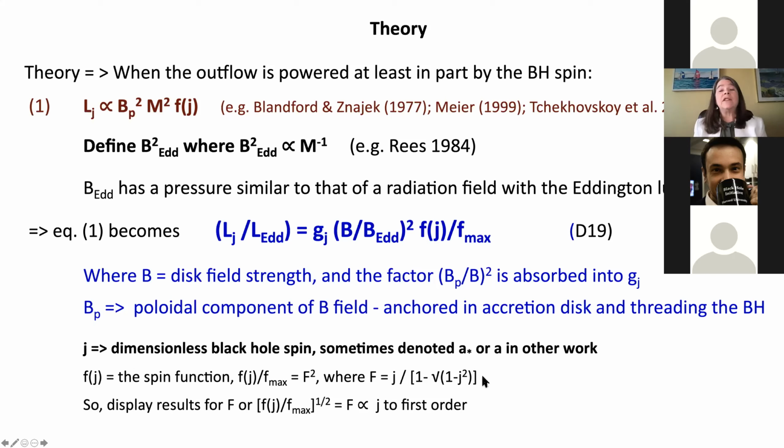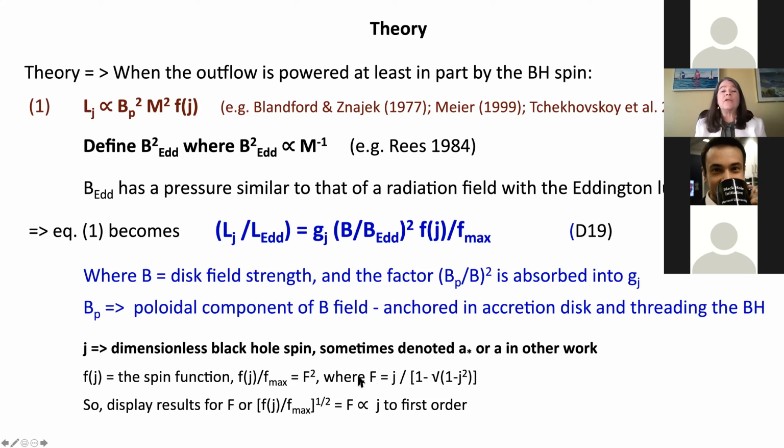Now, in this equation, the maximum value of this, f max, is automatically 1 when j is 1. But in some numerical work, such as that in Tchekhovskoy et al. 2010, a different function is written down for f of little j here, where it's not normalized to be 1 when j is 1. So I included this little f max in case this is going to be applied where f of j is not normalized to be 1 when j is 1.